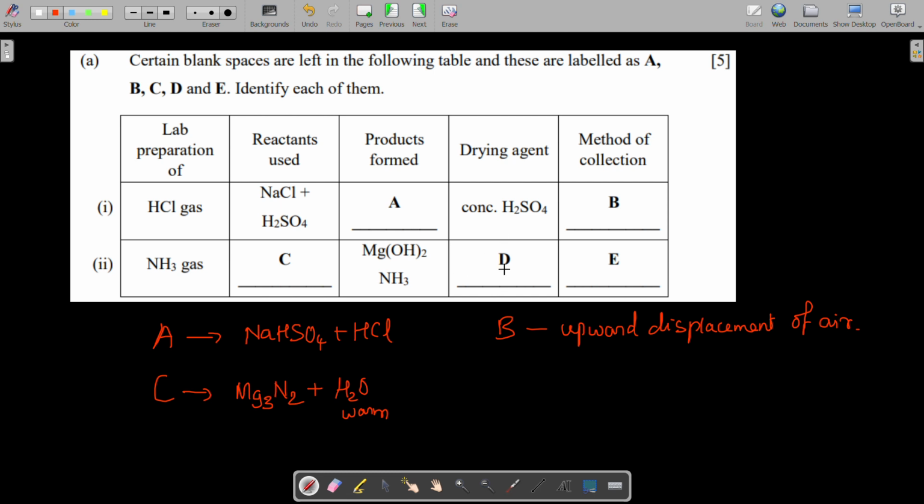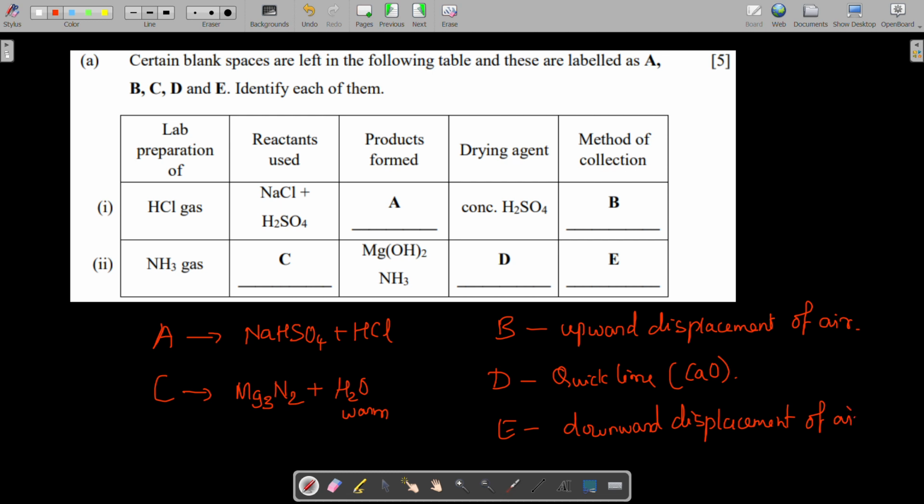Come to D. The drying agent used for ammonia is quicklime. Because they have given concentrated H2SO4 for HCl, I will write CaO here. E, method of collection: downward displacement of air. Downward displacement of air.